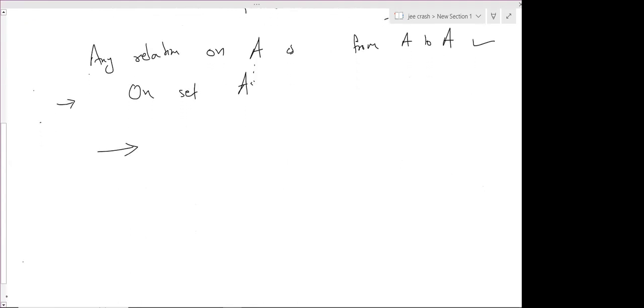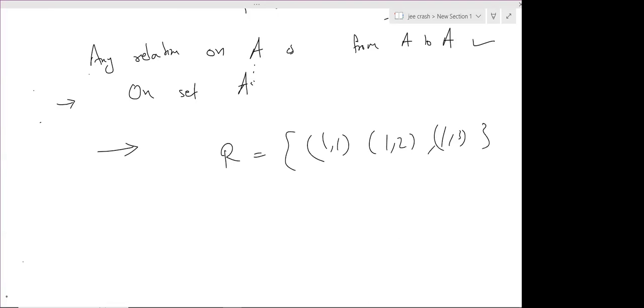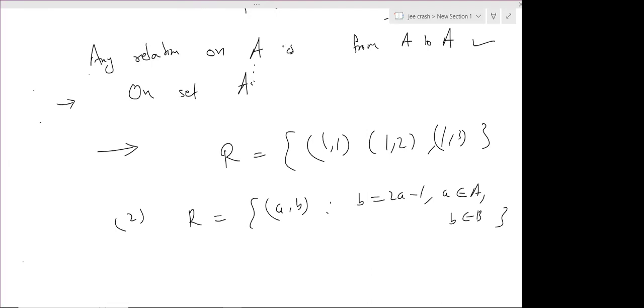Everyone knows how to write a relation, how we denote that. (1, 1), (1, 2), (1, 3). This is a relation. The second way we can write it: R equals {(a, b) such that b = 2a - 1, a belongs to A and b belongs to B}. These are two ways to represent a relation, right? This is a condition a and b must follow to be in the relation.